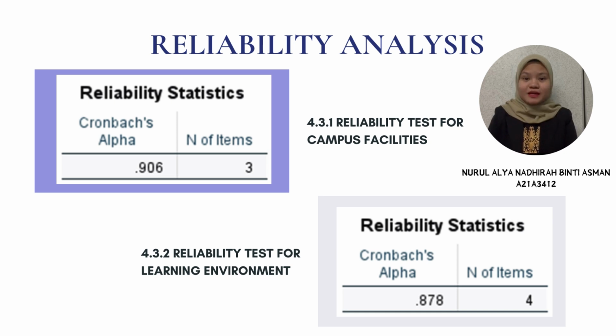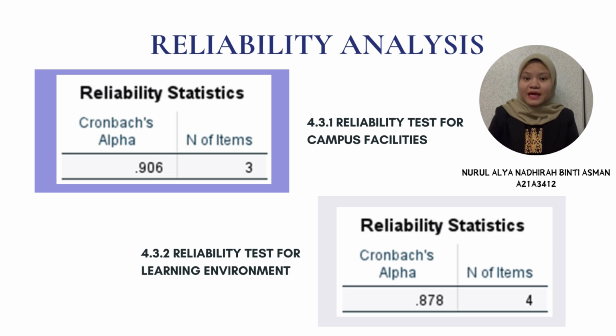First, the reliability analysis shows a Cronbach's alpha of 0.906 for campus facilities, indicating excellent reliability according to the rules of thumb about Cronbach's alpha coefficient size. This confirms the consistency and stability of campus facilities, allowing it to be used in further analysis without removing any items. The dependent variable demonstrates strong stability and consistency.